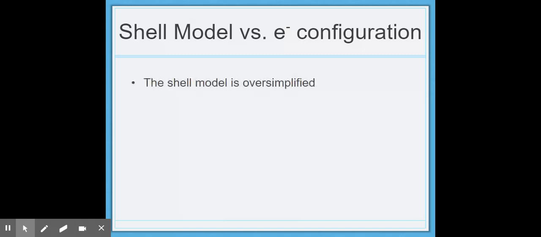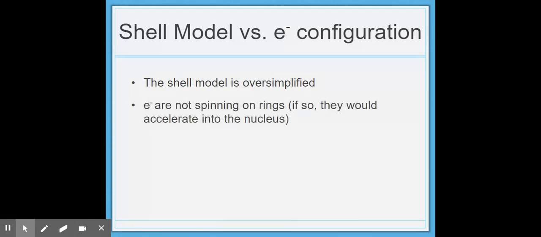The problem with the shell model is it's really oversimplified. It's not a good depiction of what an atom is really like, because our electrons are not spinning on rings like we show in that model. There are no fixed rings where our electrons are. If our electrons were actually on rings spinning around the nucleus, then according to physics they would accelerate and eventually crash into the nucleus. You can imagine if that happened, we would have no more electrons and thus no more atoms. So there has to be something else. The shell model can't be how our atoms really are.